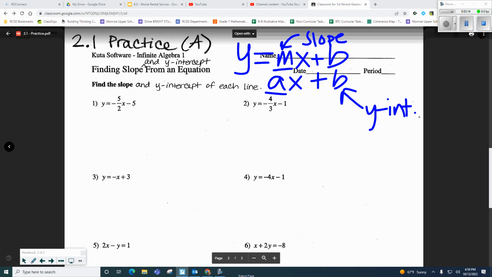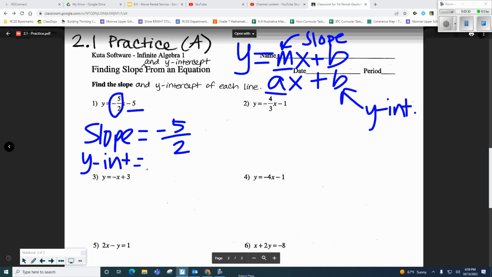Okay, so when we look at this first equation here, number 1, the number in front of x is -5 over 2. Okay, so the slope of this line is -5 over 2. All right, and then the number here by itself is the y-intercept. And in this case, you always take the sign in front with it. So in this case, the y-intercept is -5. That means that that line would cross the y-axis down 5.